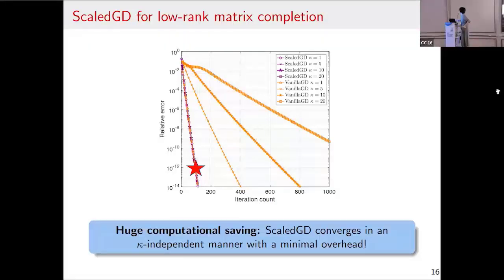So what this suggests is if you have a highly ill-conditioned problem, ScaledGD can potentially give you a huge computational saving by accelerating the convergence rate with only a minimal overhead added on top of each gradient computation. So the algorithm recipe seems to be very simple and seems to work. And you may wonder, why does this work, right?